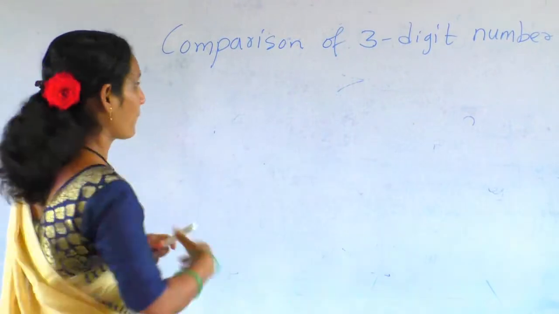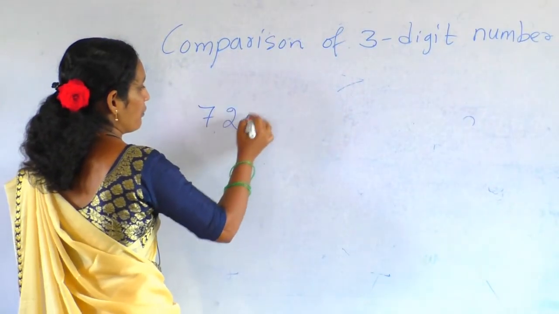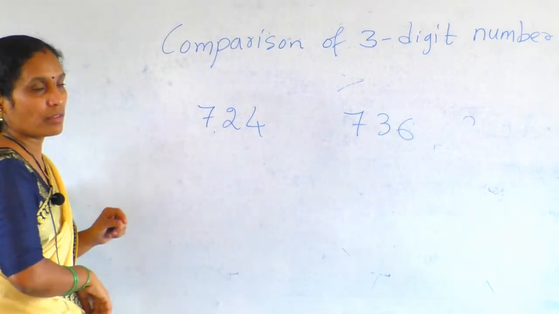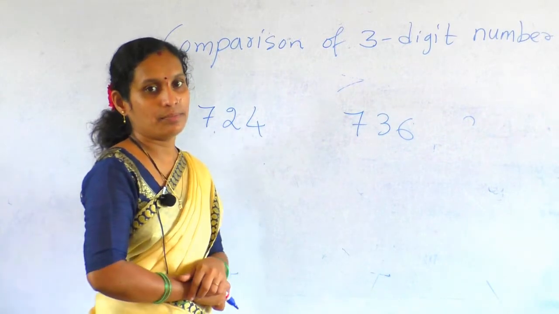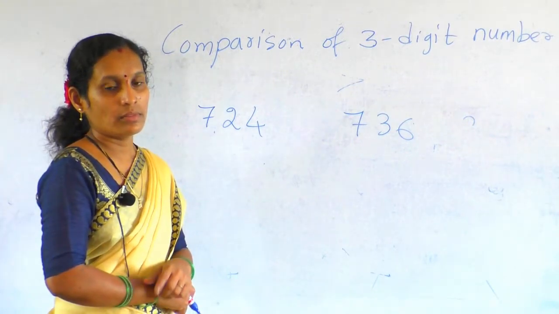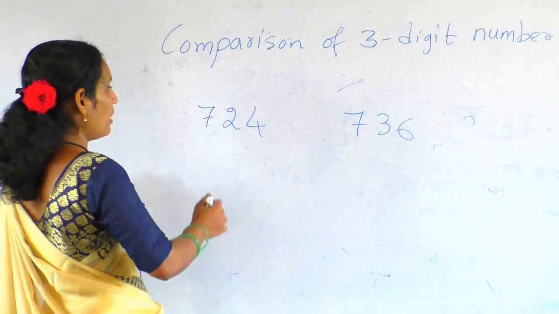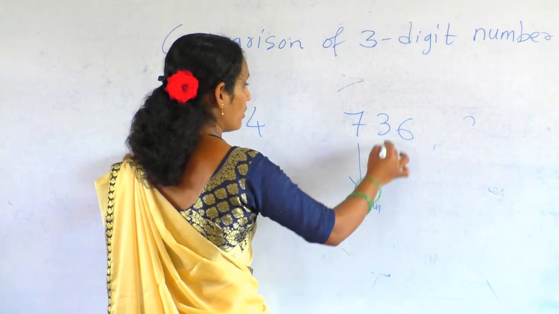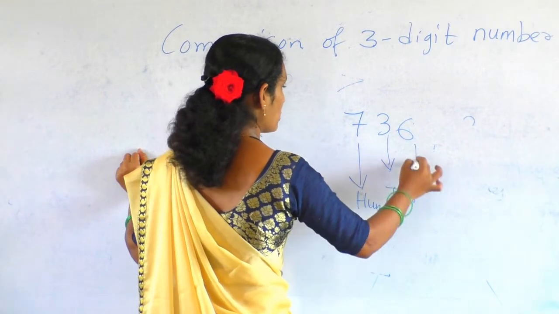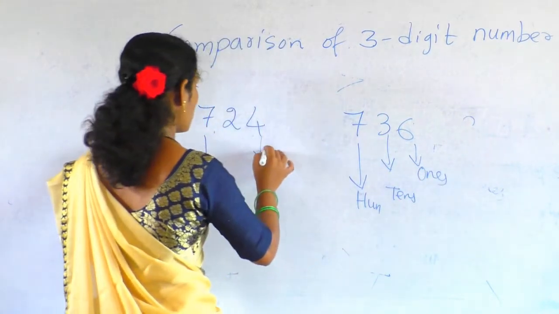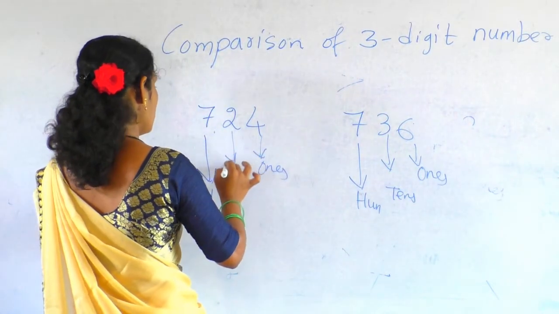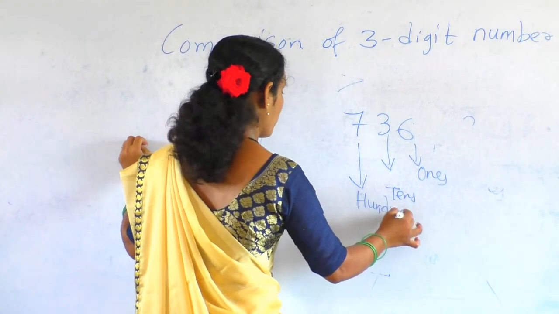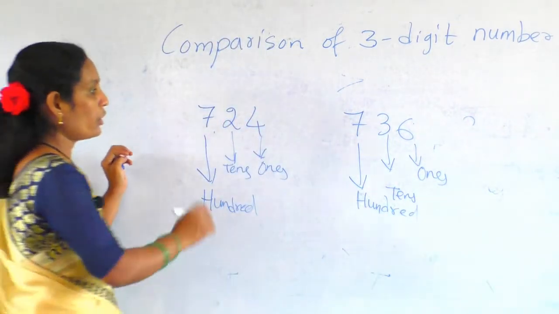See here, 724 and 736. Then you tell me which is bigger. I already told you how to compare 3-digit numbers. Here 7 is in the hundreds place, and here 7 is in the hundreds place. This is in the tens place, this is in the ones place. This is also in the ones place, this is in the tens place. Then what are you doing here?